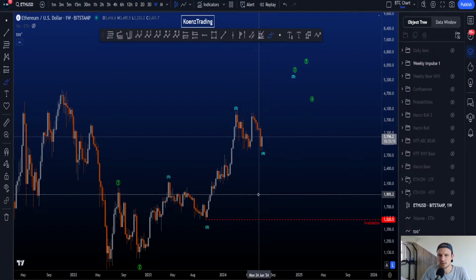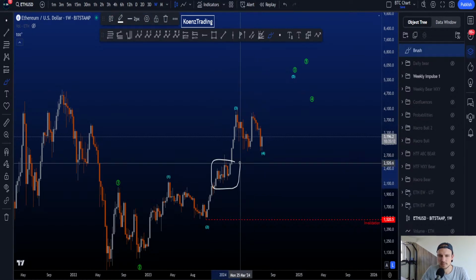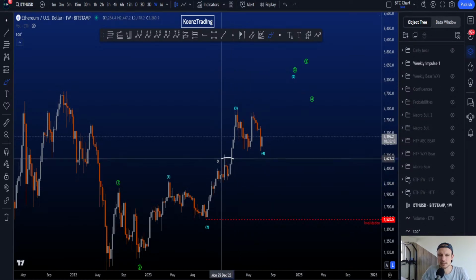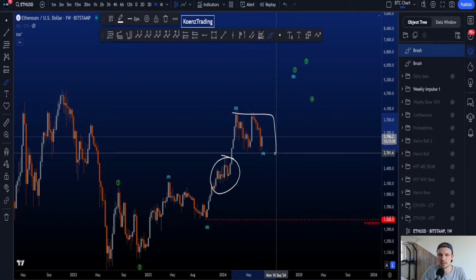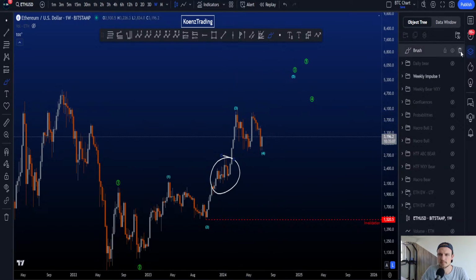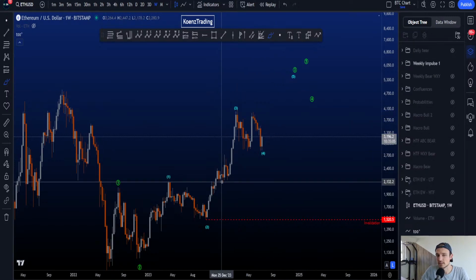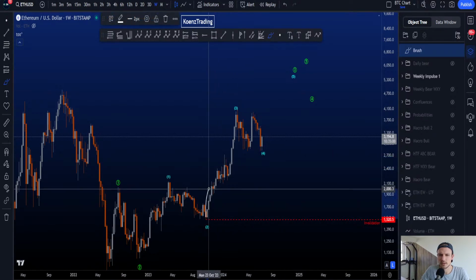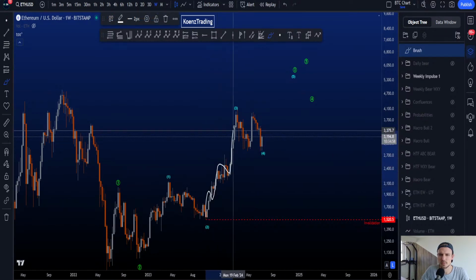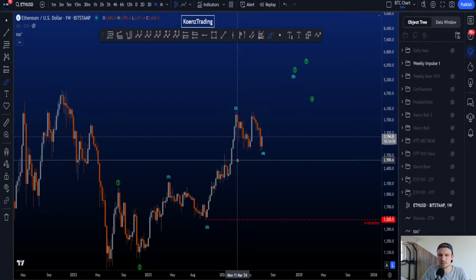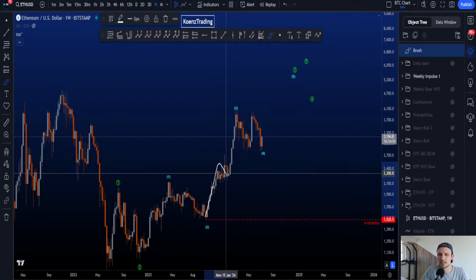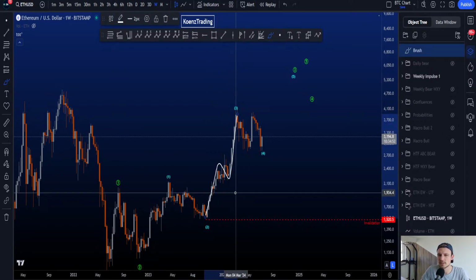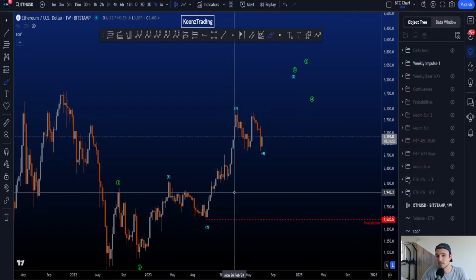What is a bit awkward on ETH is this structure. And you can see that this structure is smaller than this structure here. So when we count this, preferably we are counting this as some sort of a 4, right? 1 and then 2, 3, 4, and then an extended 5th impulse to the upside. Because at the moment, it almost divides the chart in a 3-wave move instead of a 5-wave move.